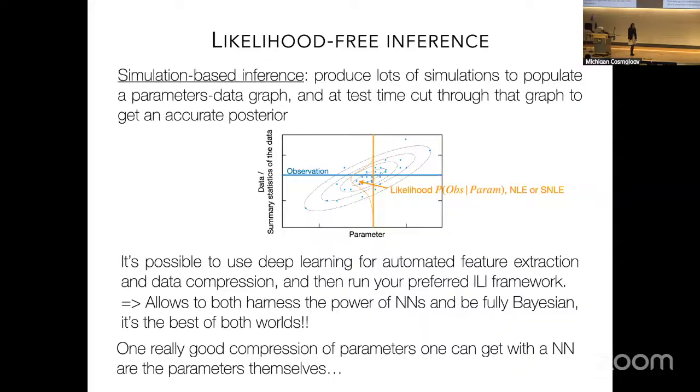All right, and then one really good compression of parameters that we can get is an estimation of the parameter itself, because that's going to have a lot of information about the parameter. So let's say that I have a strongly lensed galaxy, and I care about the Einstein radius, the amount of mass that I have in the lensing galaxy. I can train a CNN to predict the Einstein radius and use that as my compressed statistics.